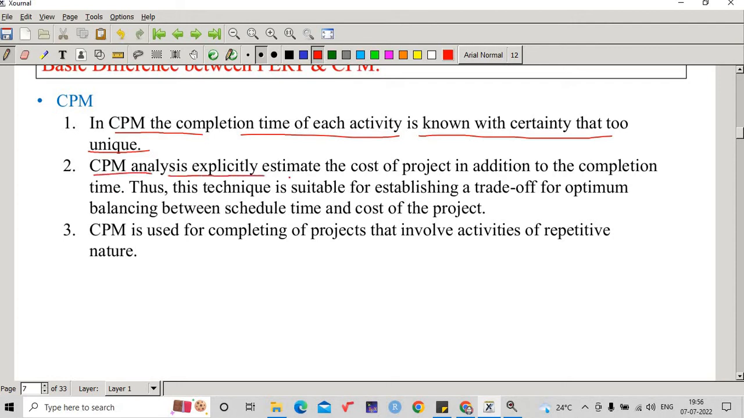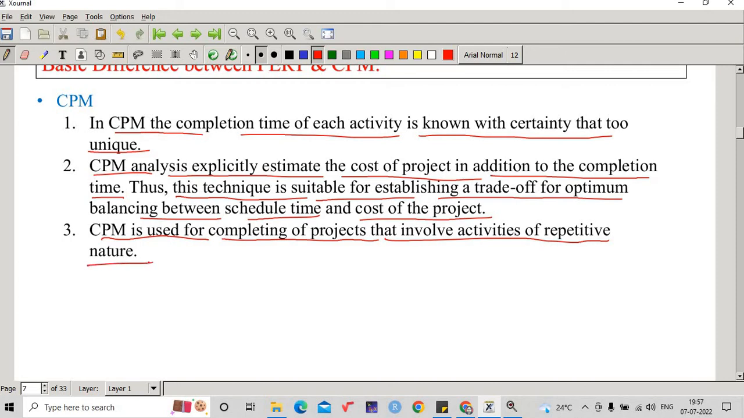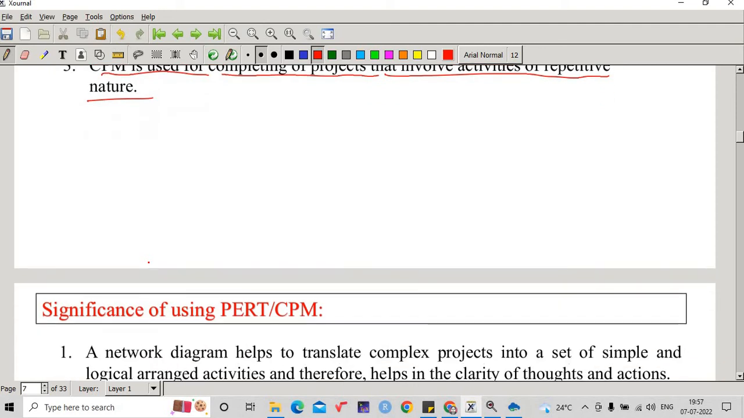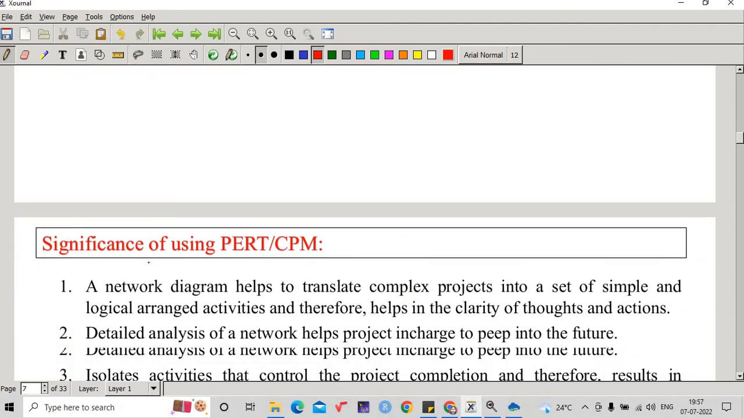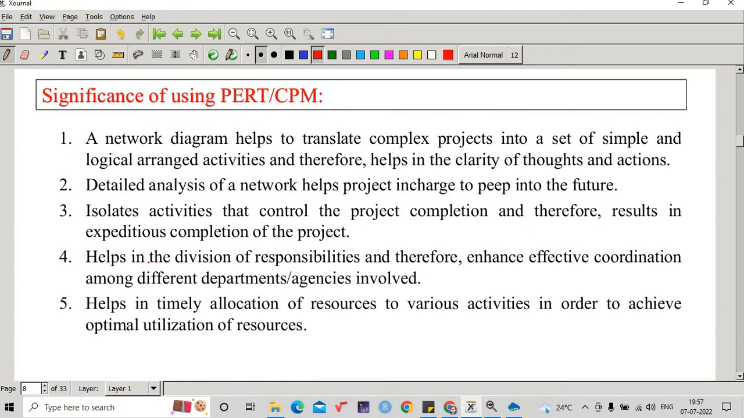CPM analysis explicitly estimates the cost of the project in addition to the completion time. Thus, this technique is suitable for establishing a trade-off for optimum balancing between schedule time and cost of the project. So this analysis is very much important. CPM is used for completing projects that involve activities of repetitive nature. So repetitive nature activities can be excluded to identify the correct project completion time.